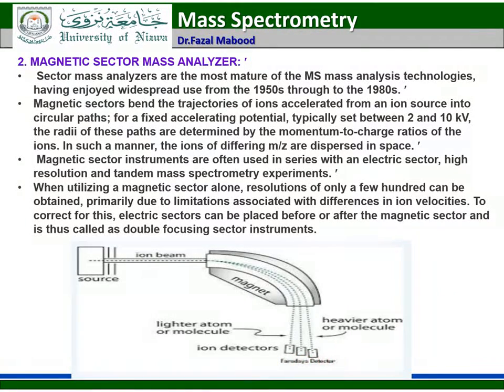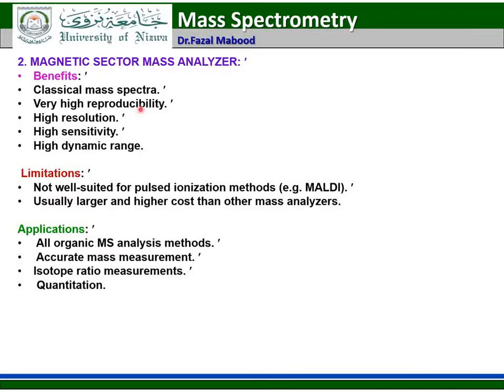Benefits: classical mass spectra, very high reproducibility, high resolution, high sensitivity, high dynamic range. Limitation: not well suited for pulsed ionization methods, for example MALDI, and usually larger and higher cost than other mass analyzers. Application: all organic MS analysis methods, accurate mass measurement, isotope ratio measurement, and quantification we can do with the help of the magnetic sector mass analyzer.